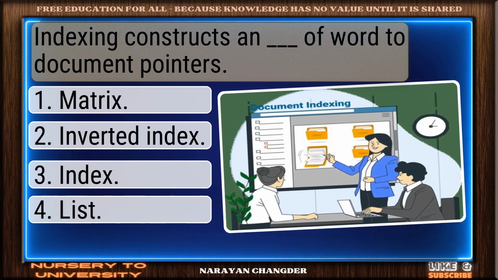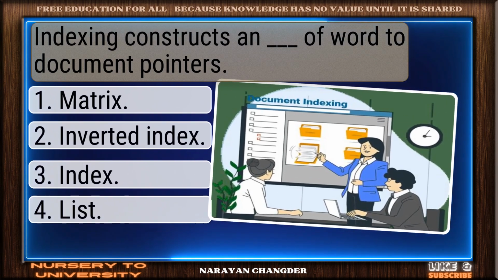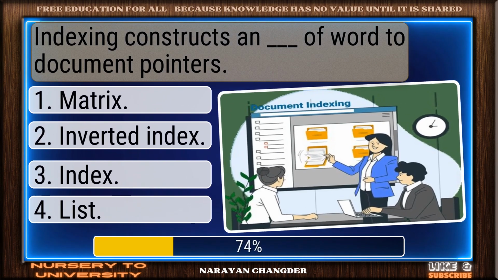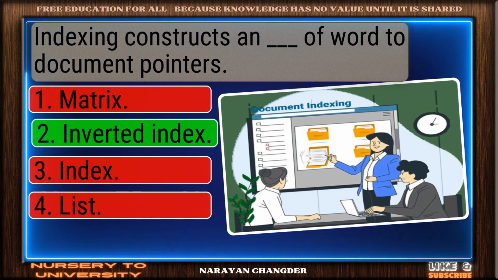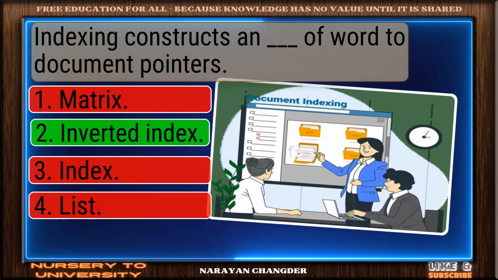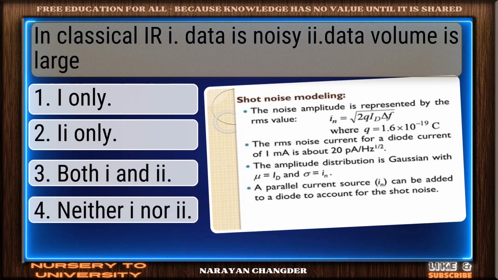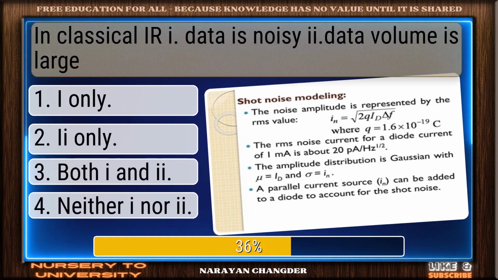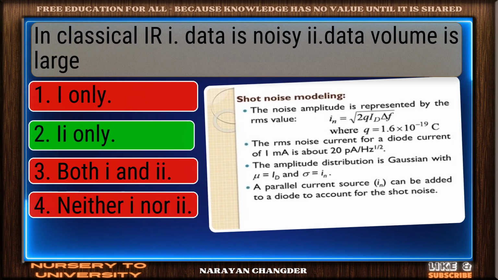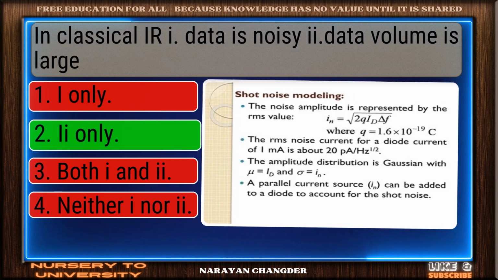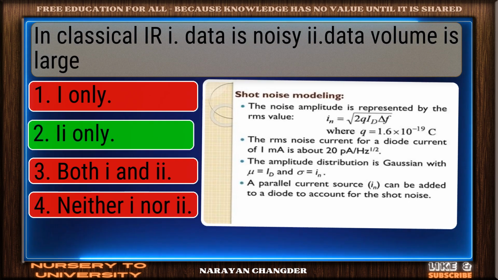Indexing constructs a dash of word to document pointers. Right again. Inverted index is a valid answer. In classical AI, data is noisy, data volume is large. Great job. IR only is the accurate answer.